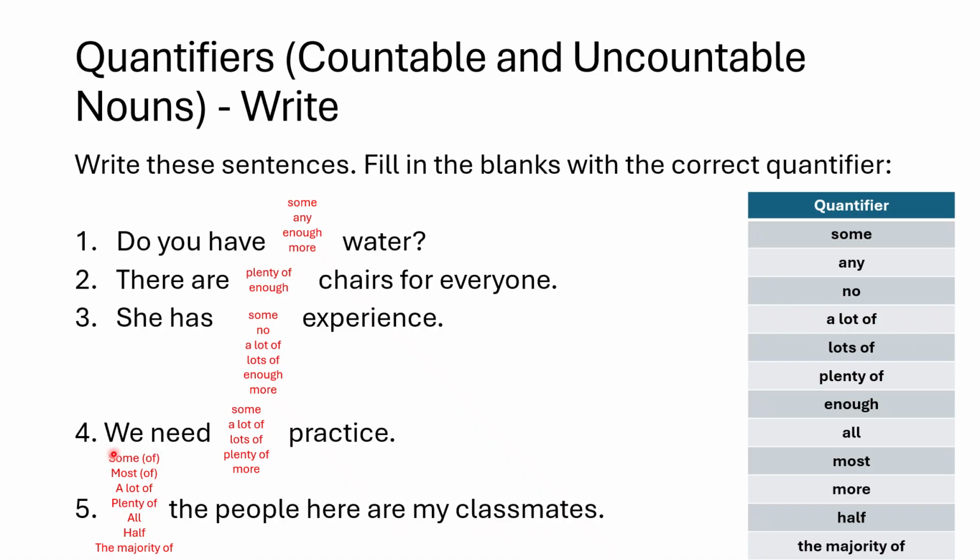With some of, and most of, the "of" is used when referring to a specific group or portion of something. In this sentence, out of all the people, a portion are the speaker's classmates.